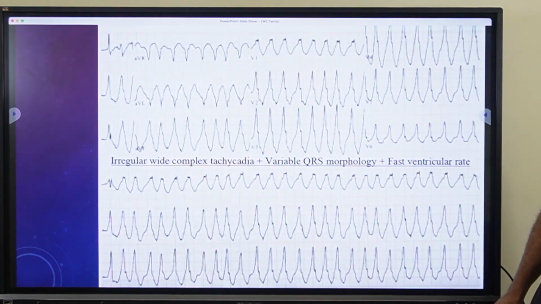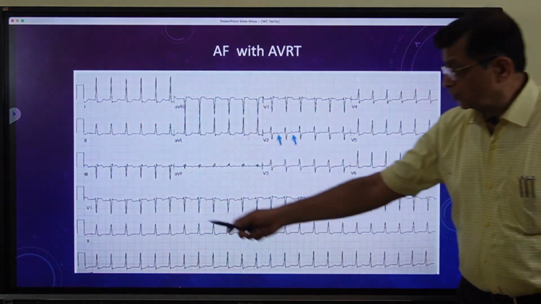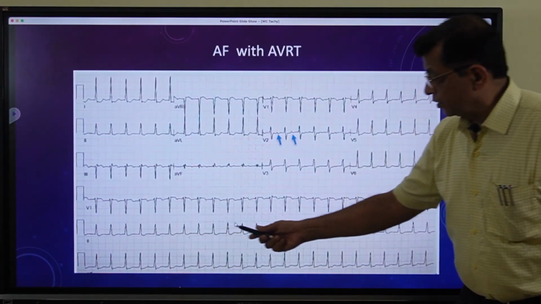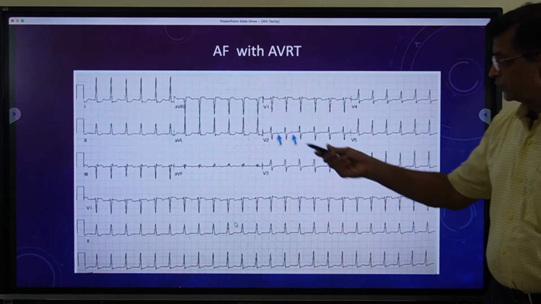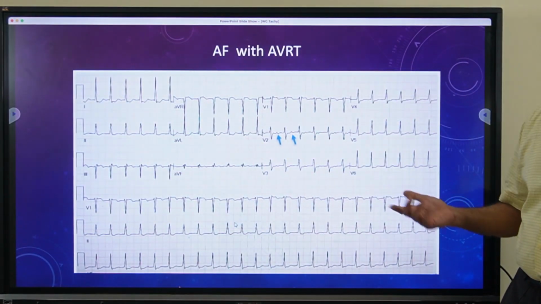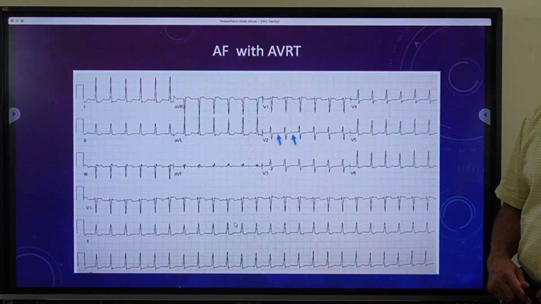and this patient was cardioverted, and now you see a narrow complex tachycardia. Here, because it is AF, you do not see P waves, but something like P waves you see somewhere. So probably this is supraventricular tachycardia, and this is irregular, so this is AF with AVRT.